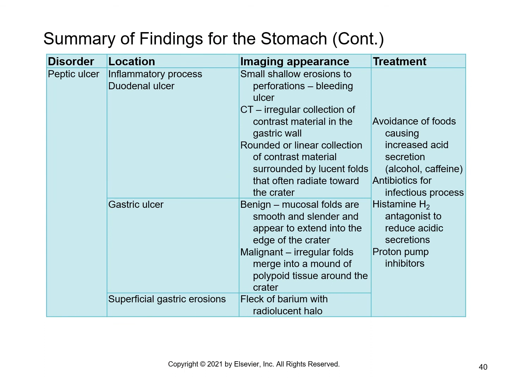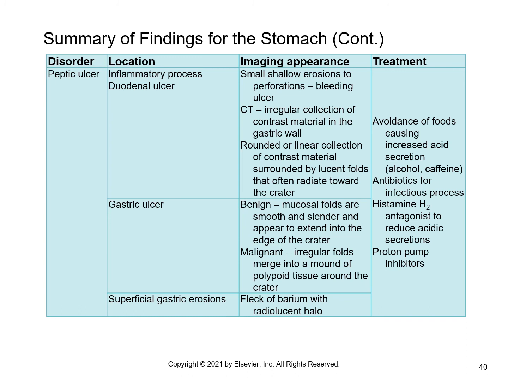Okay. Peptic ulcers are usually caused by an issue with the acids in our stomach eating away at the mucosal lining, causing an inflammatory process and a degeneration of the ulcerative area itself. We see these as small shadowing erosions all the way to perforations. And we can identify them on upper GIs, CT, or sometimes on MRI.